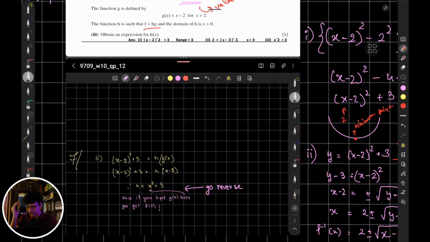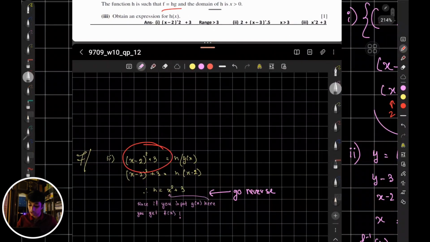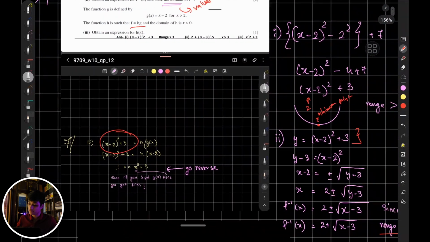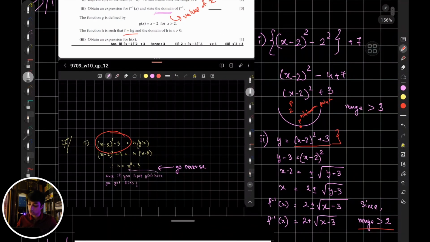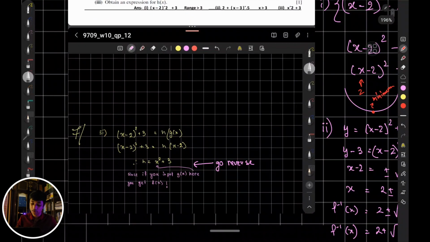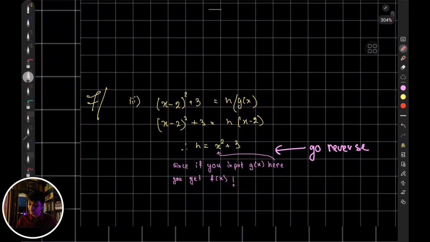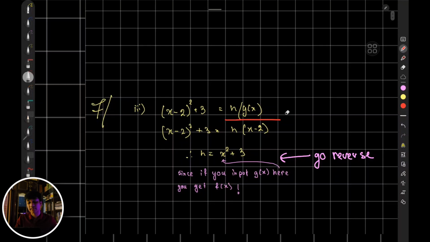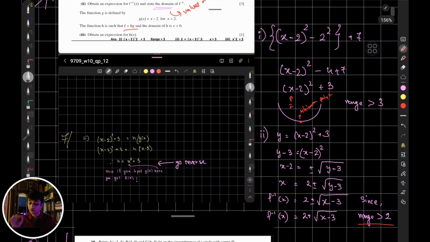F is equals to h of g. Okay, what do you know about f? You know f is equals to (x minus 2) whole square plus 3. Plug that in over here. What do you have left? You have h of g of x.